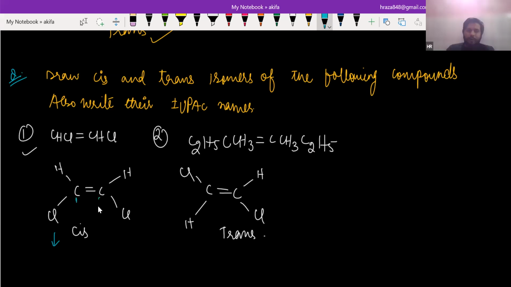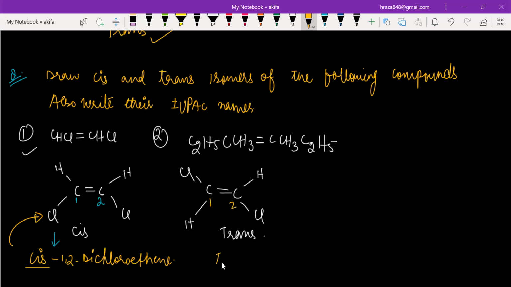You can see 1, 2. So here it will be 1,2-dichloroethene. In most books it will be written as cis-1,2-dichloroethene. That representation means the compound is in the cis form. Is that clear? Yes. And it will be like trans.